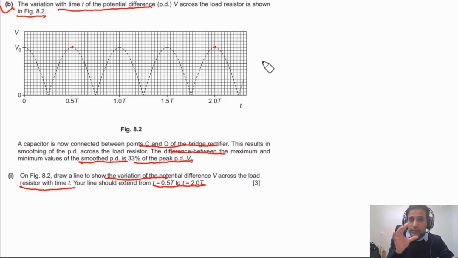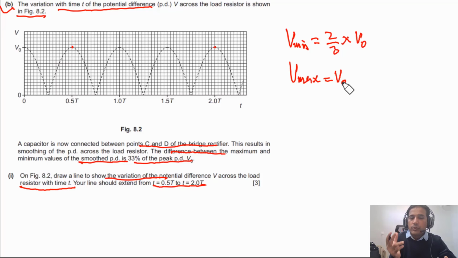So if we divide 100 into 3 parts, we can say the V min, the minimum value of V, has to be equal to 2 by 3 of V naught, and the V max will be equal to V naught. So these are the points we need to understand. Now we can count the squares. If you look at this point, we have 10 squares here and 5. We have a total of 15 squares. So it means V naught is represented by 15 small squares.